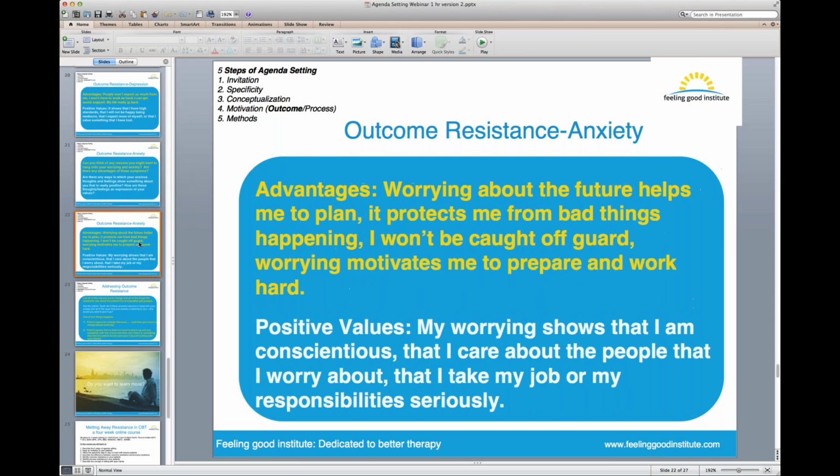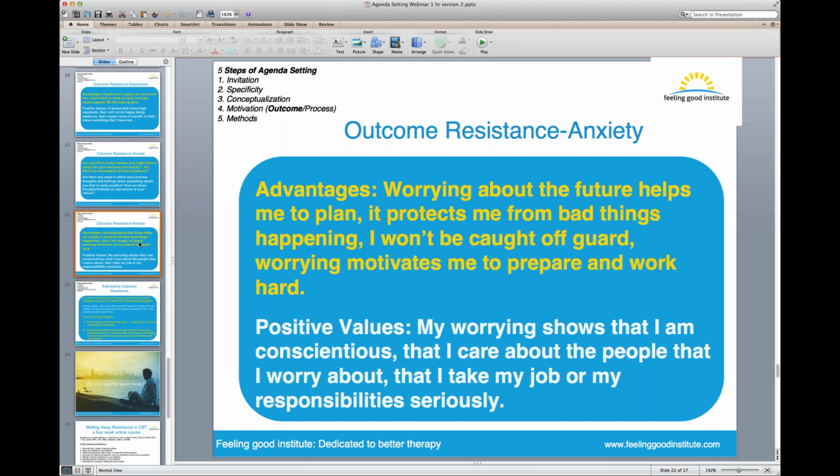So here's my brief answer. Some advantages to worrying would be worrying about the future can help me to plan. There's also the belief people have, whether you think it's true or not, that worrying can protect me from bad things happening. And again, I'm not going to say to my patient, no, that's not true. I'm going to say to my patient, it sounds like you feel like your worrying is protecting you from bad things happening to you.